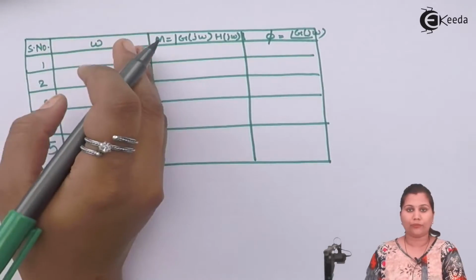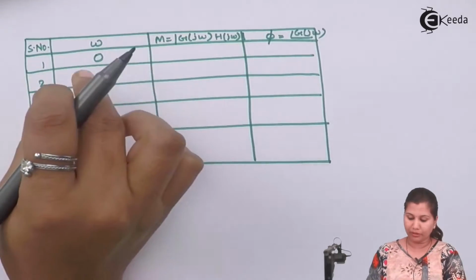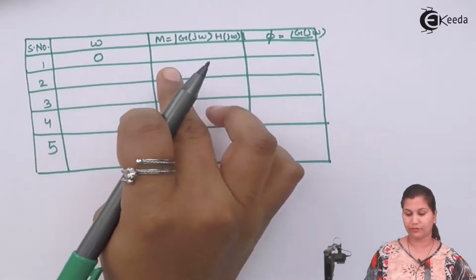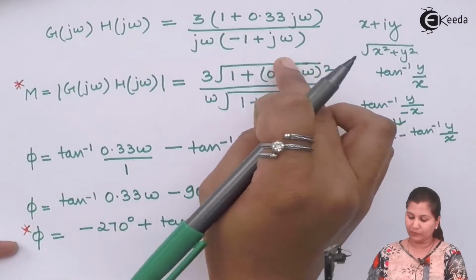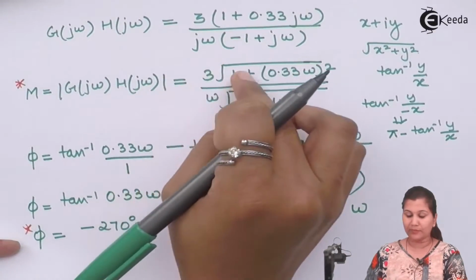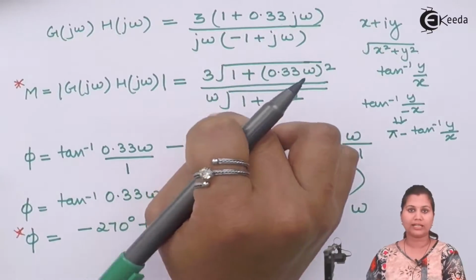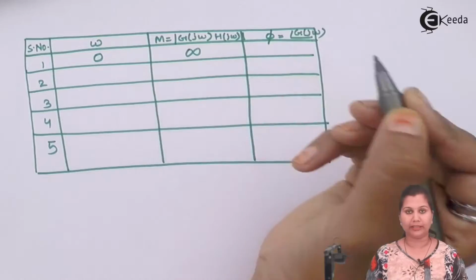The first value of omega we will take as 0. So when we put the value of omega as 0 in the magnitude equation here, this will become 0, this is 0, this is 0. So the magnitude comes out to be 3 upon 0, that is infinity. So the magnitude value will be infinity.